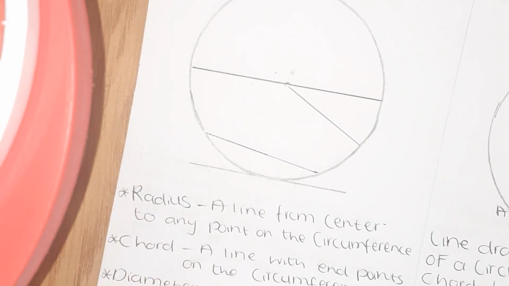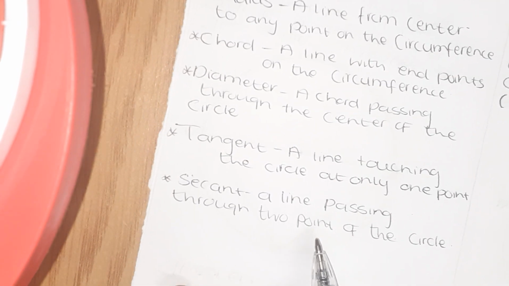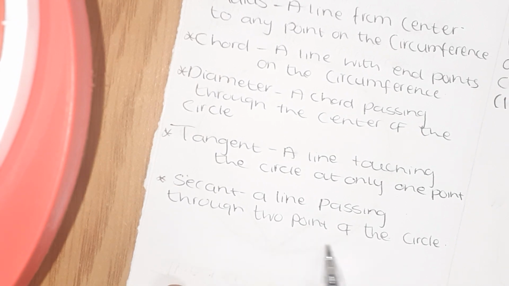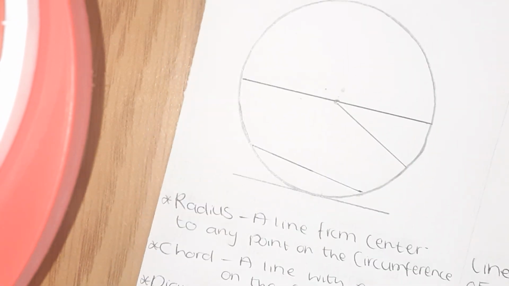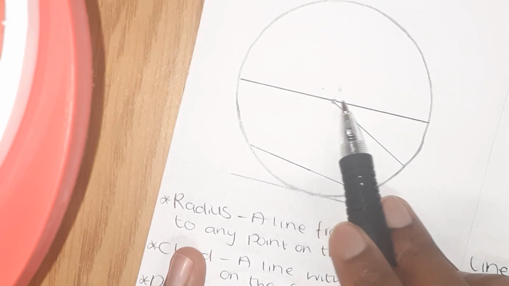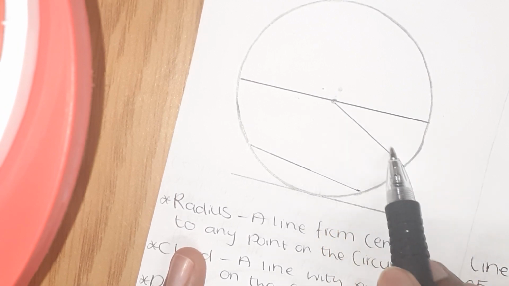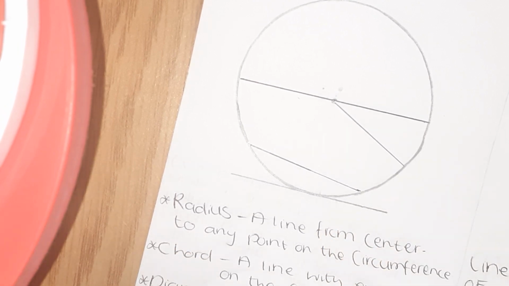And then a sector is a region bounded by two radii of the circle. So here, this is a diameter, this is a radius. So this can be our sector.